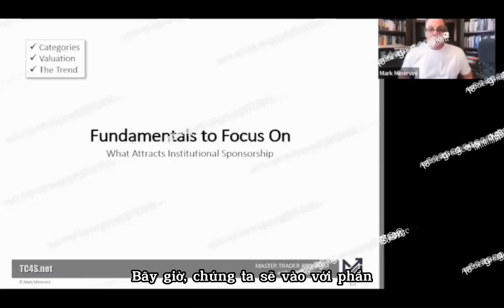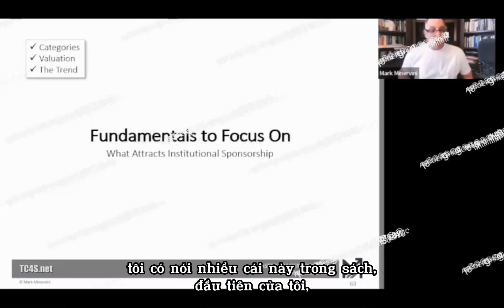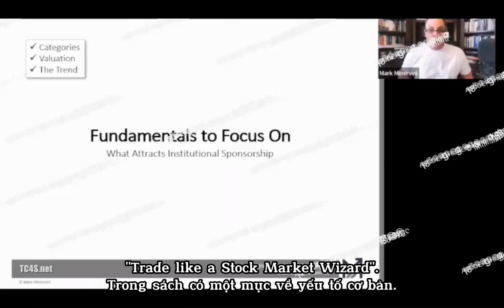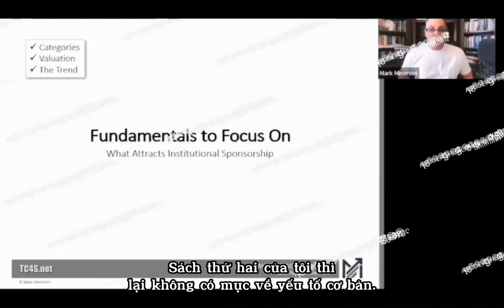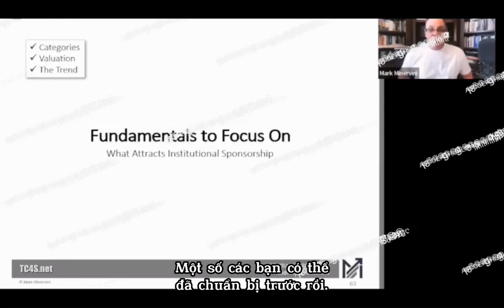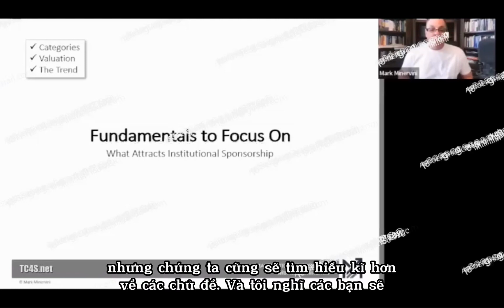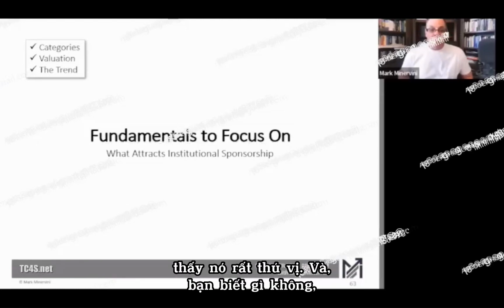So now we're going to get into fundamentals, which we call this section fundamentals to focus on. I talk about a lot of this in my first book, Trade Like a Stock Market Wizard. There's a section on fundamentals. In my second book, there is no fundamental discussion, so that would be the book to read. Some of you might have already prepped for this. I'm going to go over a lot that's in that book, but we're going to flesh it out even more. And I think it's going to be very interesting.